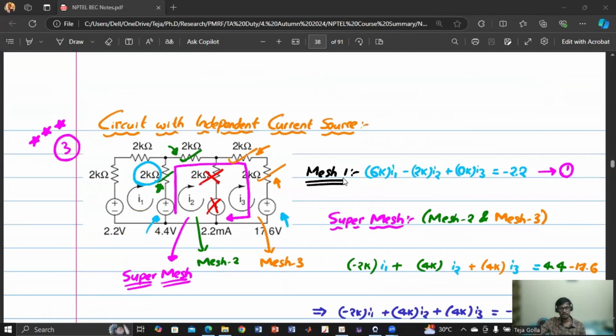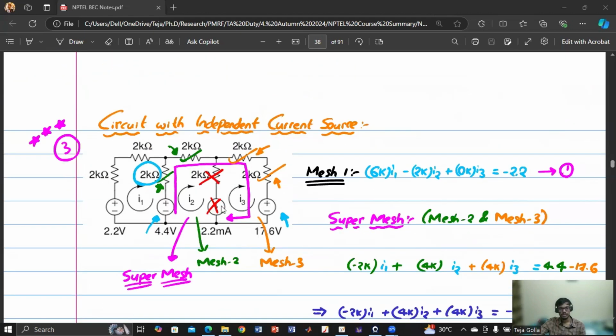Similarly, here we have considered a circuit with an independent current source. So if there is any independent current source between two meshes, then you cannot apply KVL because you don't know the voltage across the current source. Similarly, you cannot get the current through the voltage source, and hence you cannot apply nodal analysis when there is a voltage source. Here it is a current source.